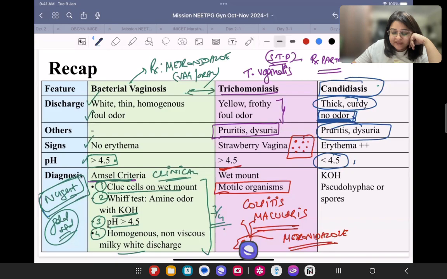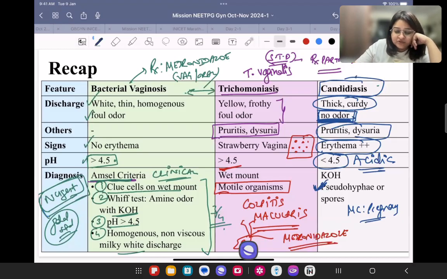pH is going to be acidic. So here you find an acidic environment, and that's why it's more common in pregnancy. So it's more common in pregnancy because in pregnancy the pH goes down. Erythema, so you're going to find a red looking, angry looking vagina here, and when you do the smear you're going to find pseudo hyphae or spores.